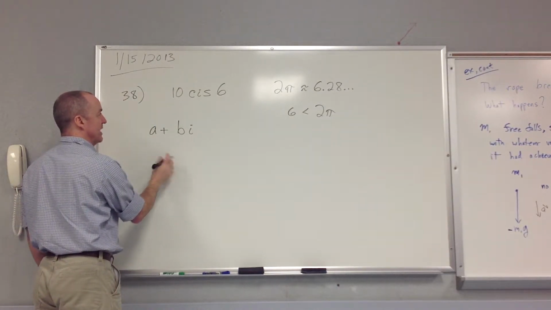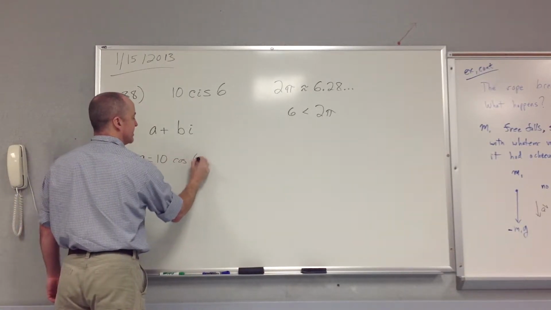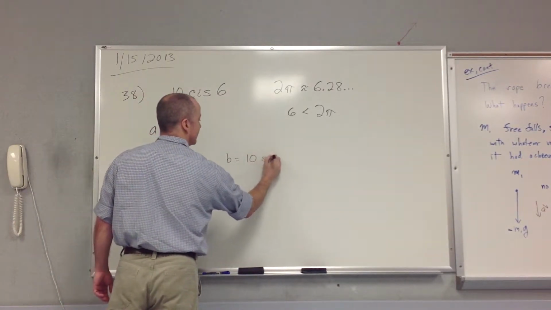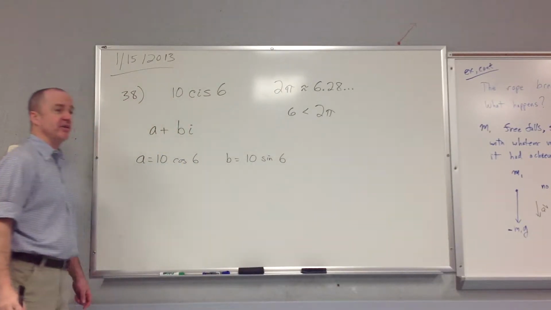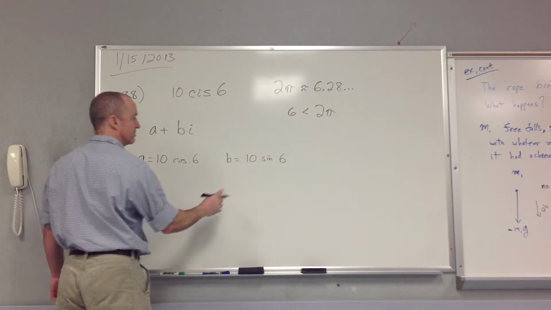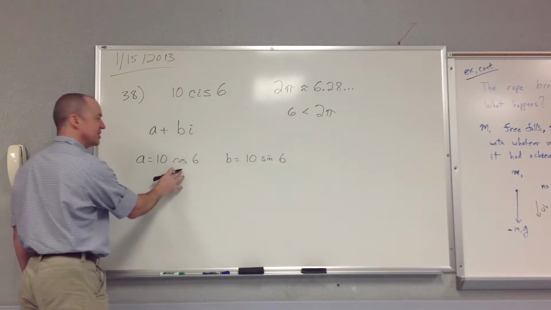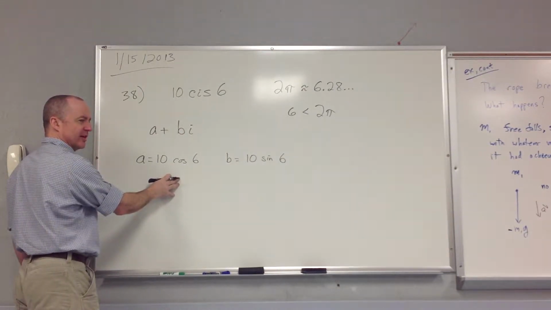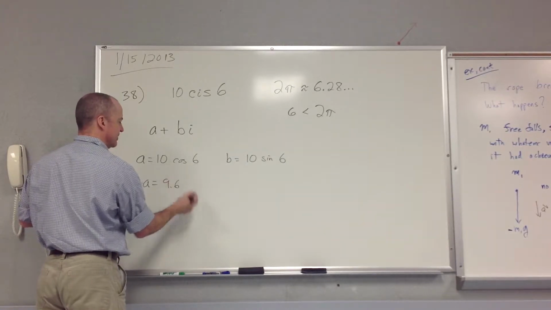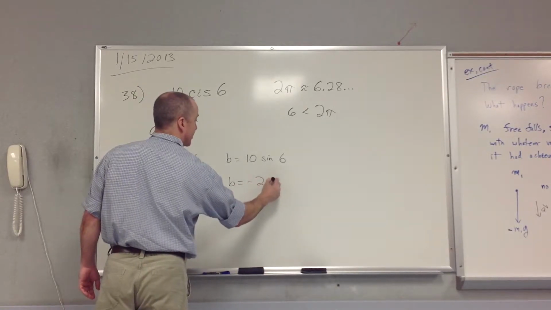Put your calculator in radian mode, and A is going to be 10 cosine 6 radians, and B is going to be 10 sine 6 radians. I do not know this off the top of my head. 10 cosine is 9.6. Positive or negative? Positive, but it's not cosine. Cosine should be positive, because I said it would be in quadrant 4, right? Yeah, that was positive. Okay, so A is, what'd you get? 9.6. Seems reasonable. And B is? Negative 2.8.